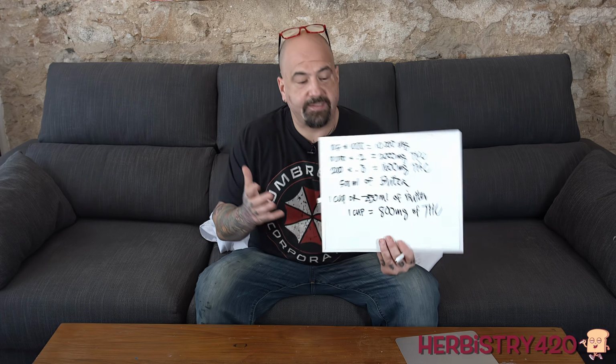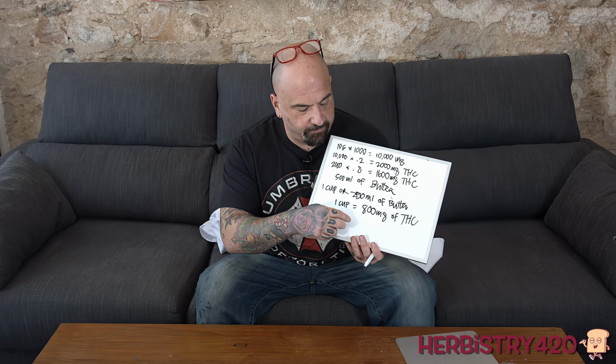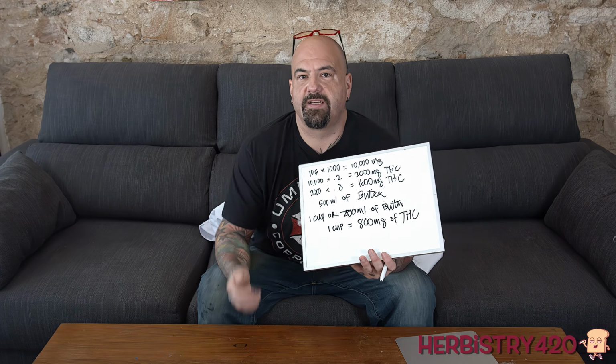So 1 cup equals 800 milligrams of THC. Now let's say your recipe calls for a 1/4 cup or a 1/2 cup, or let's say 1/2 cup for easier numbers. A 1/2 cup would be 400 milligrams of THC.